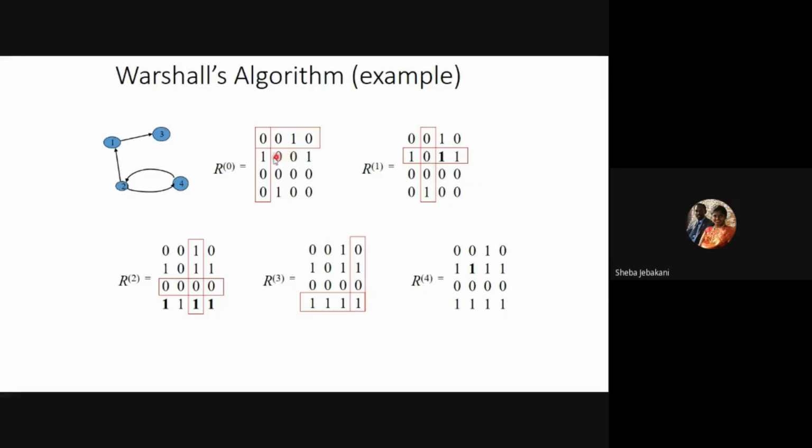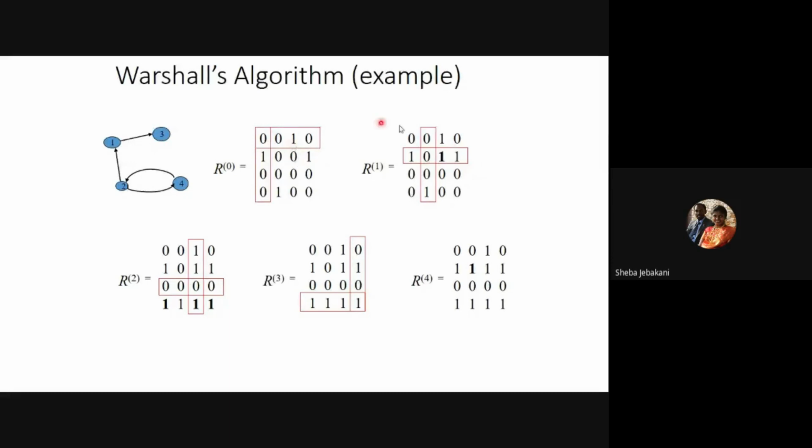Yes, the intersection where you find 1 in the row and 1 in the column, that particular position becomes 1, indicating that there's a transitive path from this node to this node. Okay, so for this first row we don't have any other ones, and the first column also doesn't have any other ones. So this is the only node that will become 1.